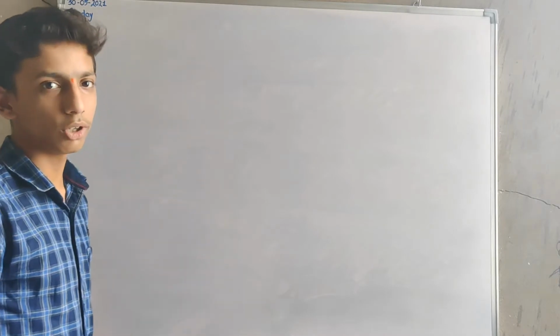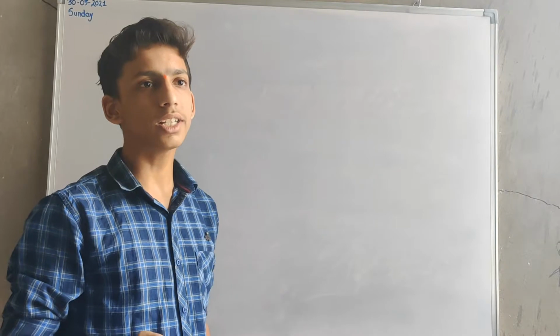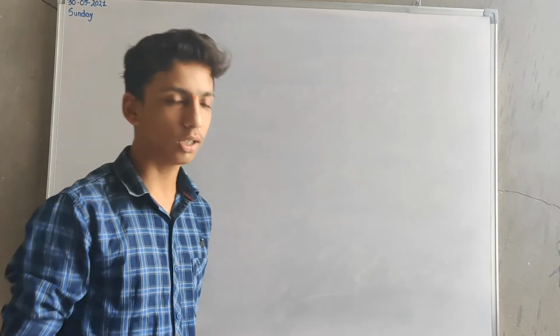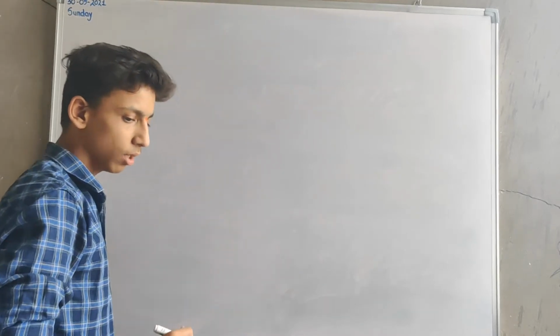First of all, who discovered oxidation, reduction and redox reactions? A scientist named Joseph Priestley discovered the three reactions. So let's start with oxidation reaction first.